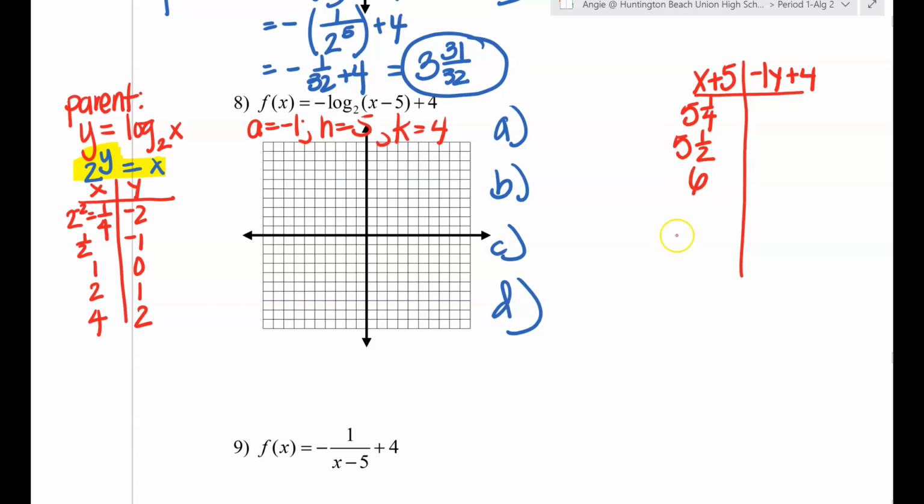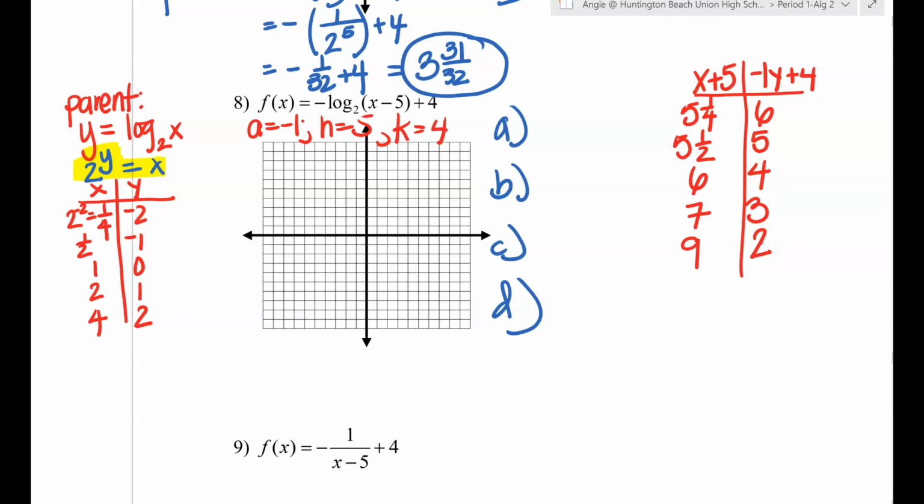2 plus 5 is going to be 7. 4 plus 5 is going to be 9. Not too bad, right? Negative 2 times negative 1 is 2. 2 plus 4 is 6. Negative 1 times negative 1 is 1. Plus 4 is 5. 1 times negative 1 is negative 1. Plus 4 is 3. And then looks like we have a pattern.